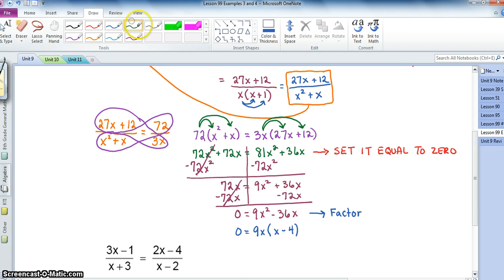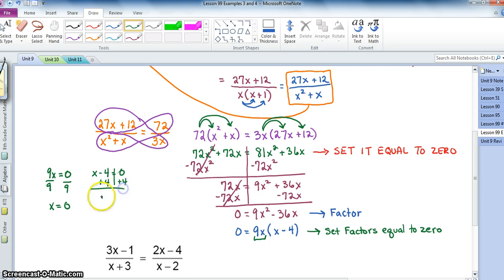Now I can set my factors equal to 0. I set the 9x equal to 0. And I set the x minus 4 equal to 0. If I solve, I get x is equal to 0 and x is equal to 4.